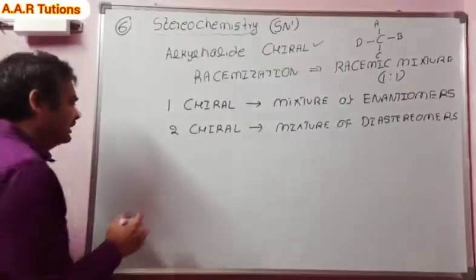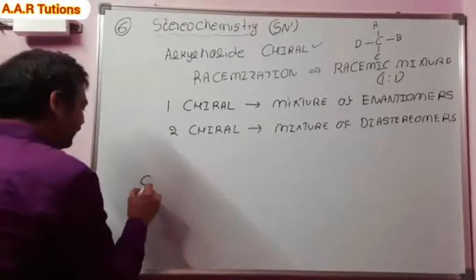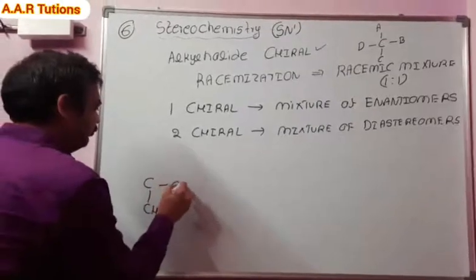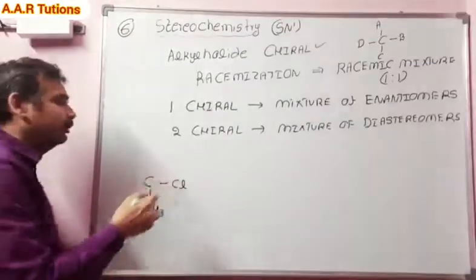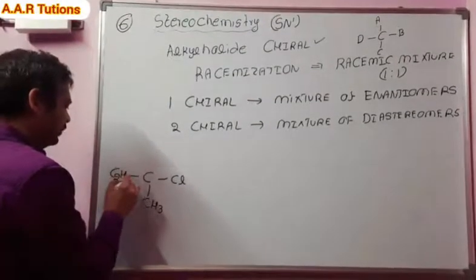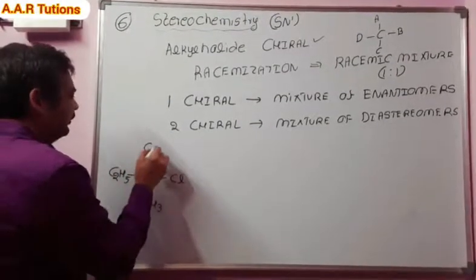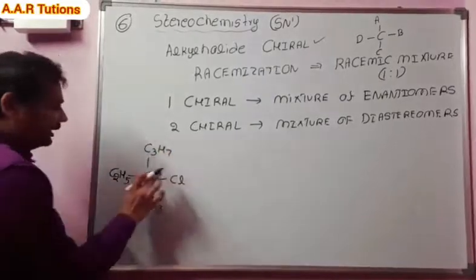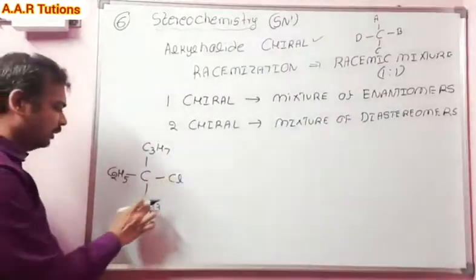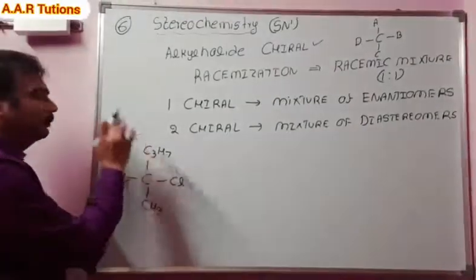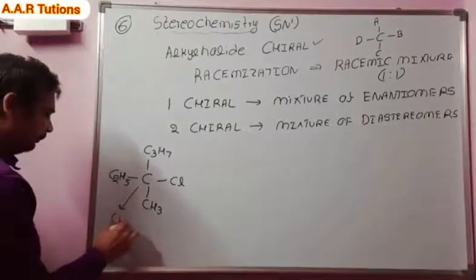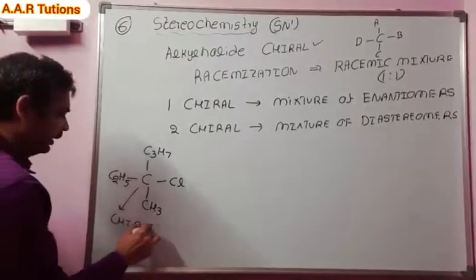Let's see, coming to the example, chiral. We need a chiral alkyl halide. If it is chiral, then only stereochemistry will apply. So CH3, C2H5 and C3H7. See, the carbon is attached to 4 different groups. The alkyl halide requires one halogen, one methyl group, an ethyl group and a propyl group. So this carbon is said to be a chiral carbon.